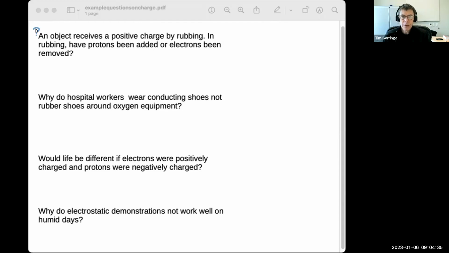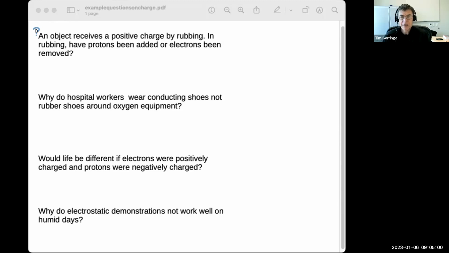So if something becomes electrically charged negatively, then it's got an excess of electrons. Electrons have been transferred to it. If something becomes positively charged, then it's lost electrons. It's got a deficit of electrons. Electrons have been transferred away from it.